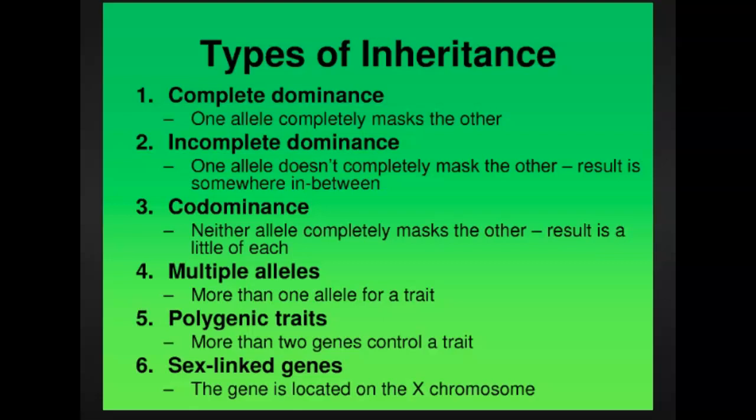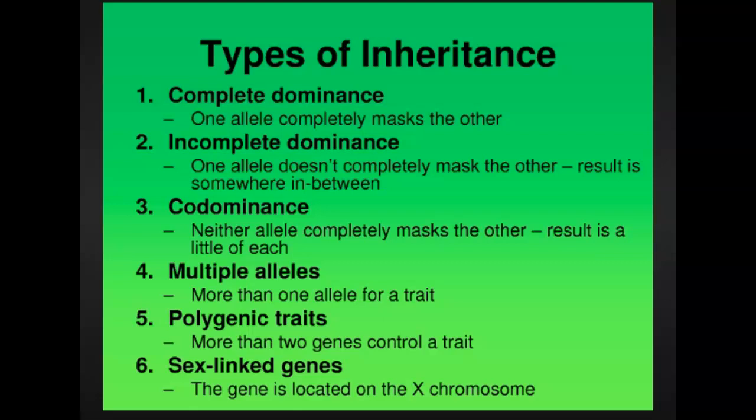The second one is incomplete dominance, the one that we just saw with the pink flower. The one allele doesn't completely mask the other one, so it's somewhere in between. The codominance is that neither of the alleles are completely masked over. The result means that there's some of both of the original colors showing through.